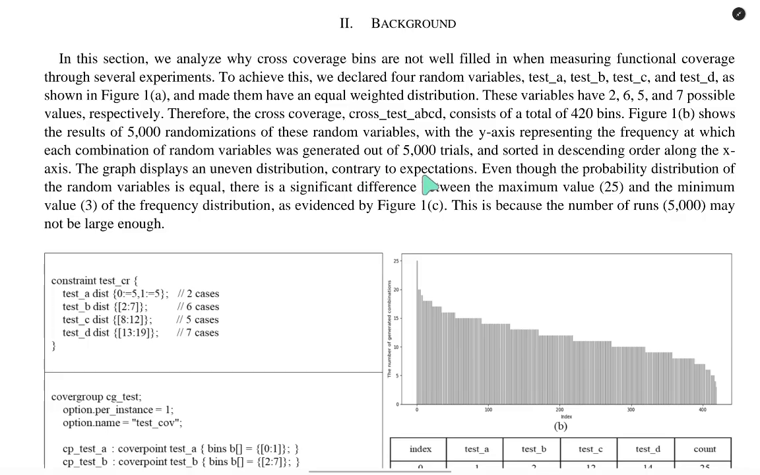Even though the probability distribution of the random variables is equal, there is a significant difference between the maximum value 25 and the minimum value 3 of the frequency distribution, as evidenced by figure 1c. This is because the number of runs, 5,000, may not be large enough.